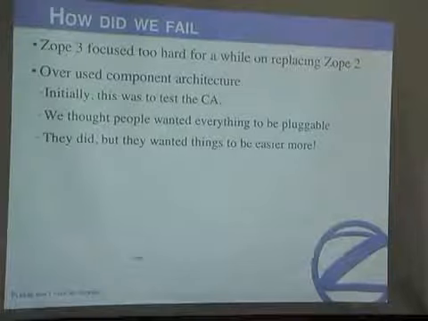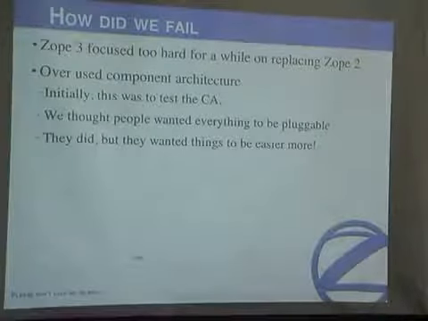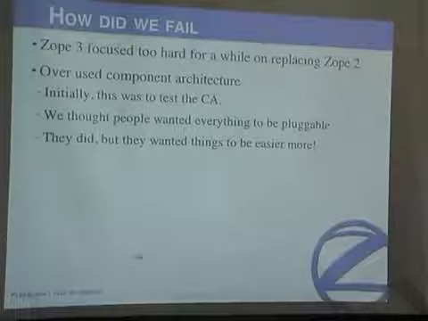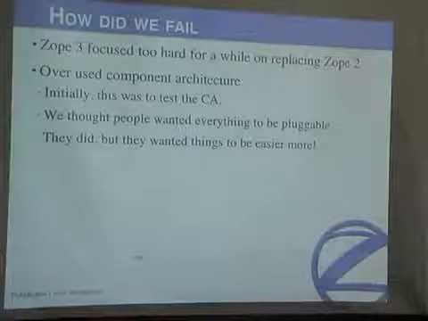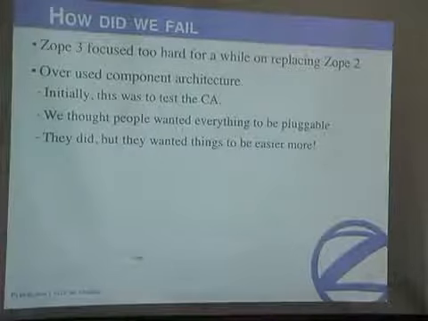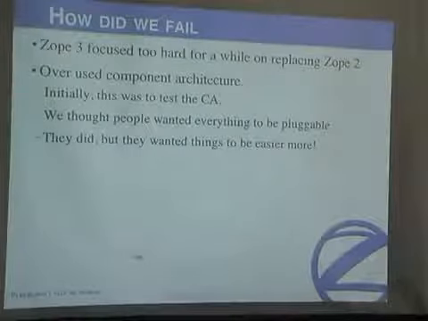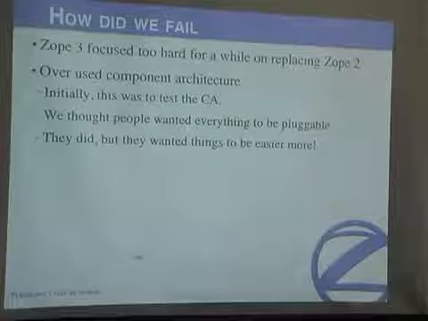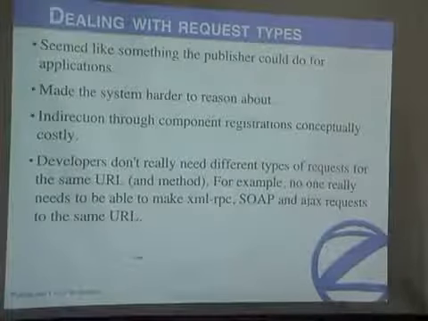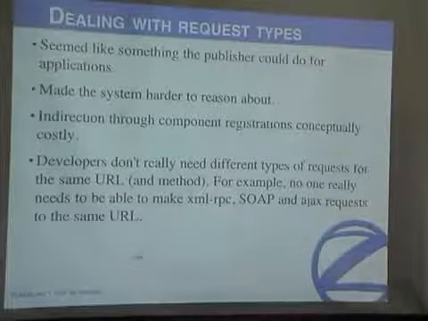We overused the component architecture. We made it so you had to plug everything, rather than making it so it was possible to plug everything. People really wanted everything to be pluggable, but they wanted things to be easier a lot more than they wanted everything to be pluggable. So anyway, I've talked about request types. I don't think I need to belabor that anymore.